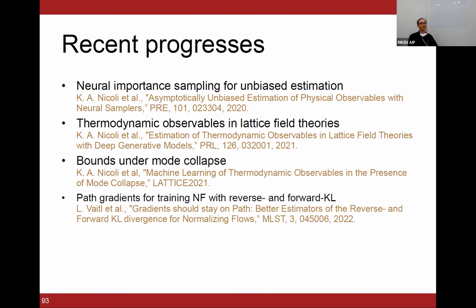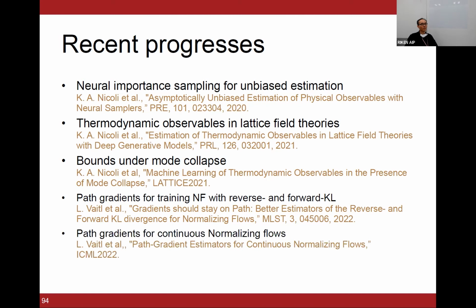Okay, so this is the end of my talk. So I first introduced our approach of importance sampling for Monte Carlo simulation, and how to get an unbiased estimator. And I explained our applications in lattice field theory, and to estimate the thermodynamic observables like free energy and entropy. And I explained how to cope with mode collapse by using bounds of that. And I introduced our work to use path gradients for forward and reverse KL divergence to improve the final model performance.